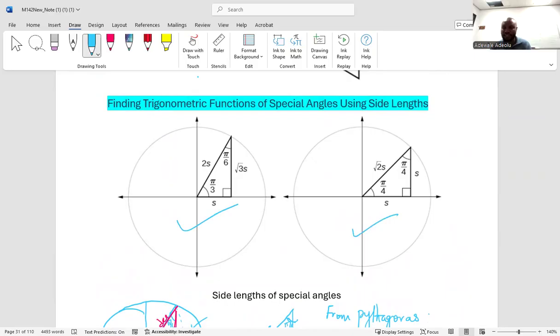You can also look at the same thing for pi over 4. So here I call it a side. And since this is pi over 4, this is pi over 4, they're the same. So definitely this side will also be s. And if you use Pythagoras, you will get this side to be root 2s. And you can do the same thing to find cosine of pi over 4, sine of pi over 4, in fact, tangent of pi over 4.